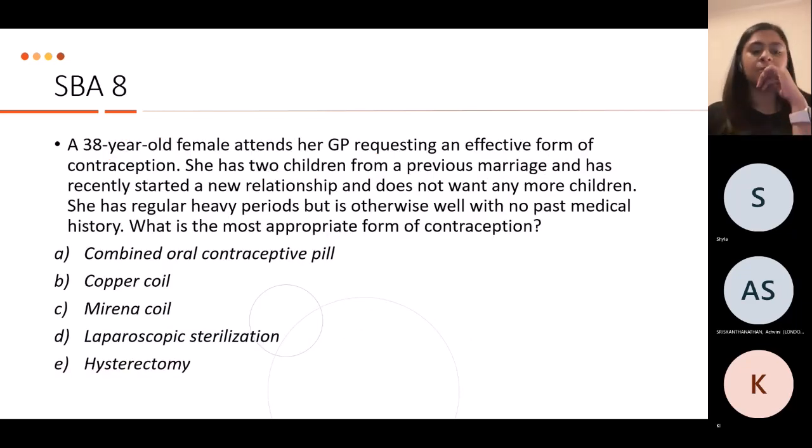Move on to the next one. I've changed the age this time. So we've got a 38-year-old who has come into the GP asking for some contraception. She has 2 children from a previous marriage, and she's now in a new relationship. She doesn't want any more children. She has regular heavy periods, but is otherwise well, and she has no past medical history. So what would you advise her?